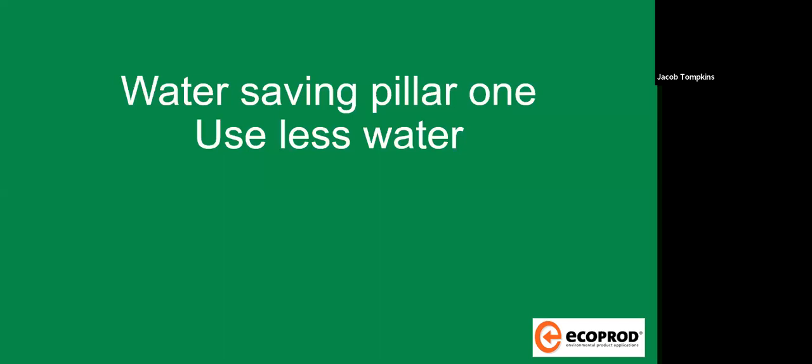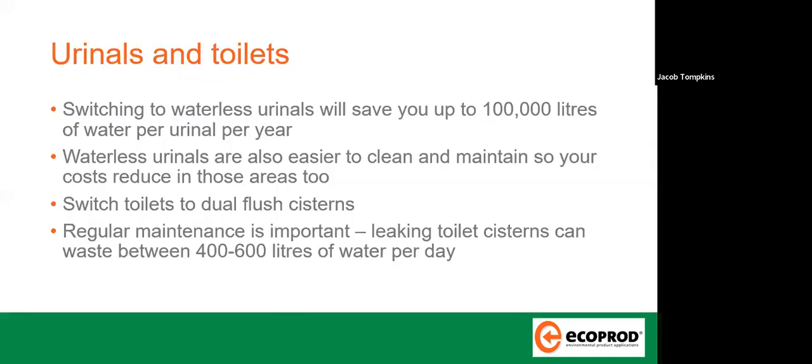So as Marcus said earlier, we're divided into 3 pillars. The first one is how do we use less water? And that's where EcoProd have a range of solutions that we can offer.